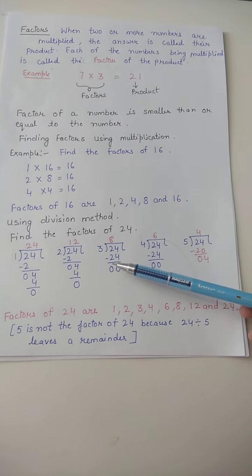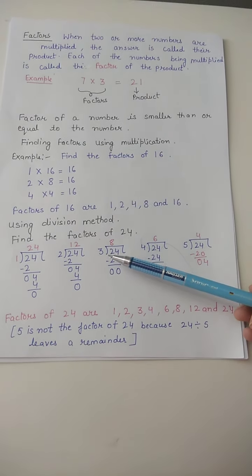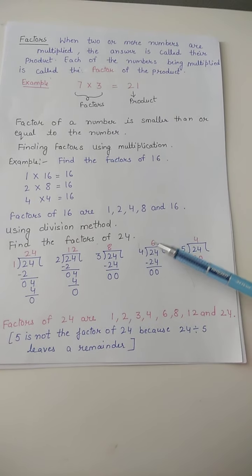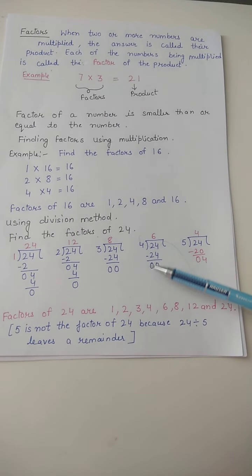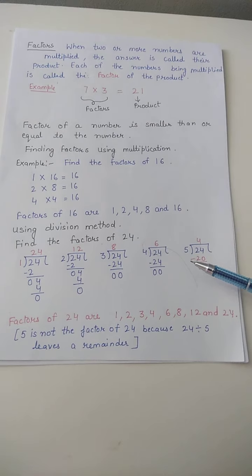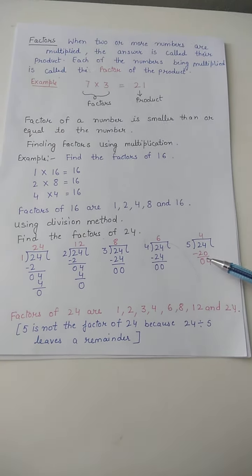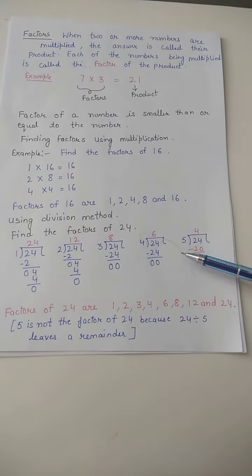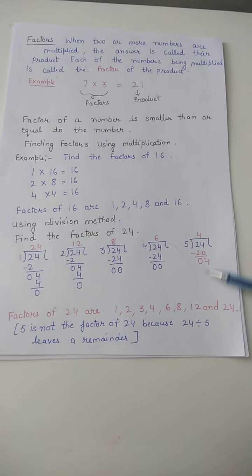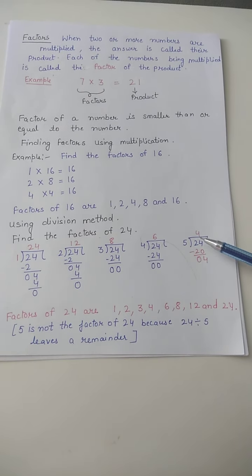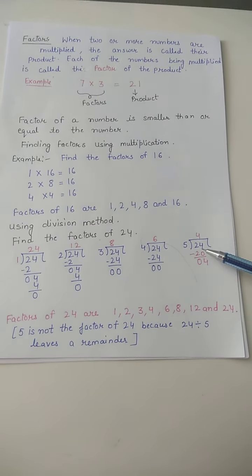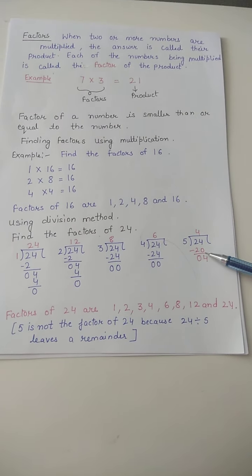So 3 8s are 24, right? So factors here are 3 and 8. 4 6s are 24, so 4 and 6 are also factors. Now one example I am taking for you here: 5 4s are 20 and 4 remainder. Here you can see when we are dividing by 5, we are having a remainder, right? It means 5 is not a factor of 24, because it cannot divide it exactly.